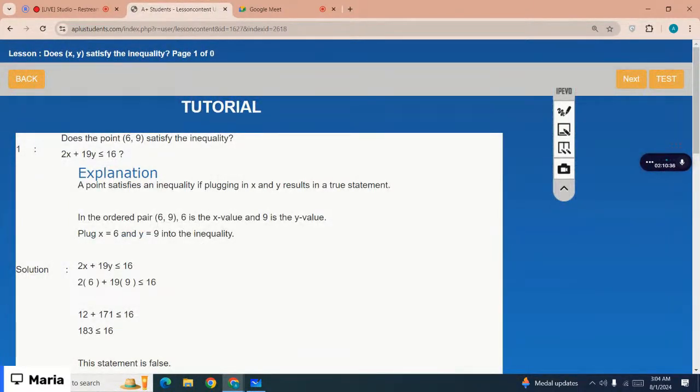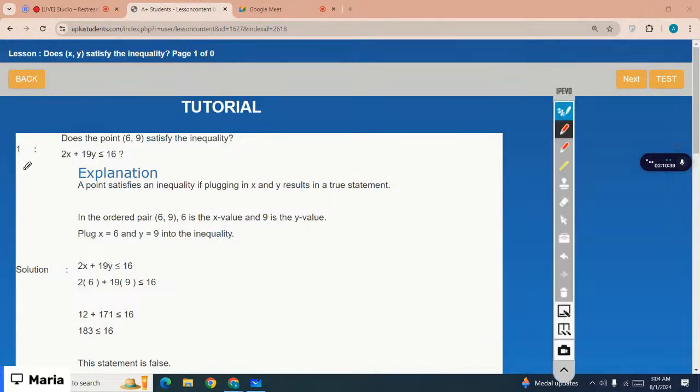Let's start with an example. Does the point (6, 9) satisfy the inequality? You are given the point (6, 9), right? You have to see if it satisfies the inequality. So how do we check? That's exactly the same as we do with equations, right? You need to replace the variables with the values in the equation. The first value is always the x value and the next is always the y value.